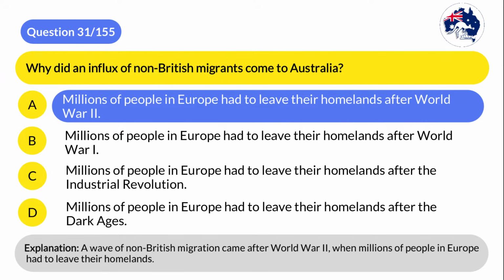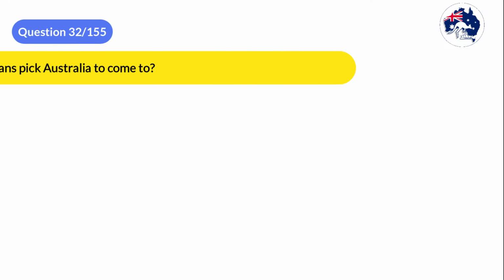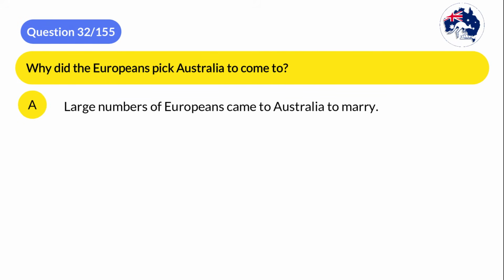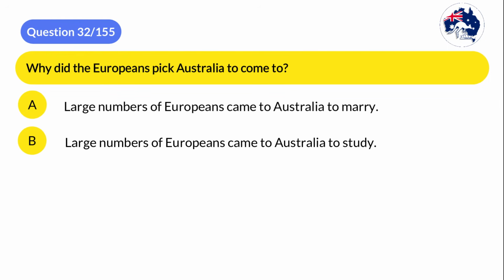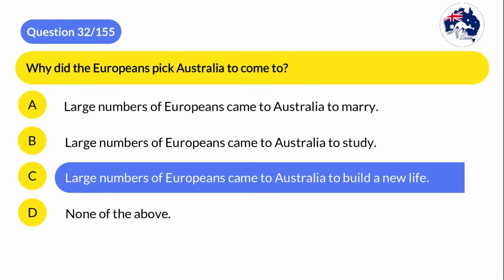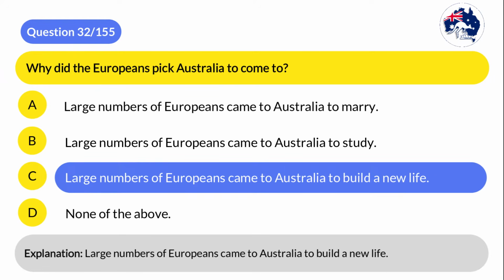Question 32. Why did the Europeans pick Australia to come to? A. Large numbers of Europeans came to Australia to marry. B. Large numbers of Europeans came to Australia to study. C. Large numbers of Europeans came to Australia to build a new life. D. None of the above. The correct answer is C. Large numbers of Europeans came to Australia to build a new life. Explanation: large numbers of Europeans came to Australia to build a new life.